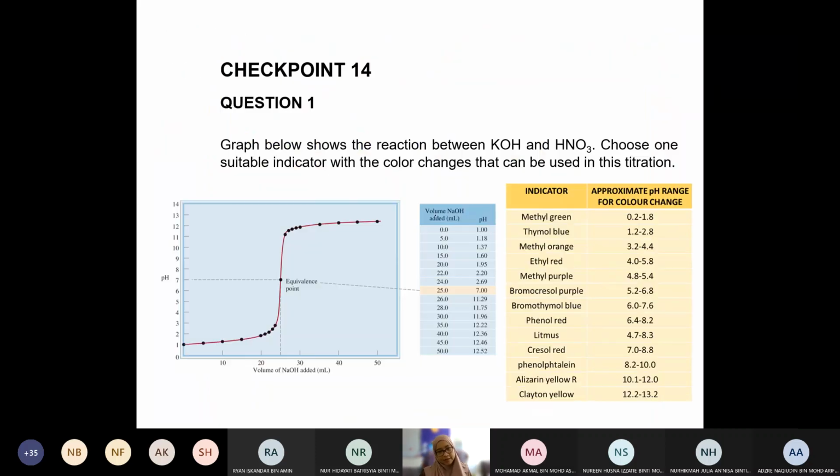Okay. Right, cuba buat checkpoint 14. We have question 1, 2 and 3. Okay, try to do it. I give you like maybe 4 minutes. Sengaja tak nak 5, 4 minutes for you to complete this one. Okay, bukan kena calculate pun. Just tengok and then pilih the indicators that are suitable to be used for the reaction. Cuba.